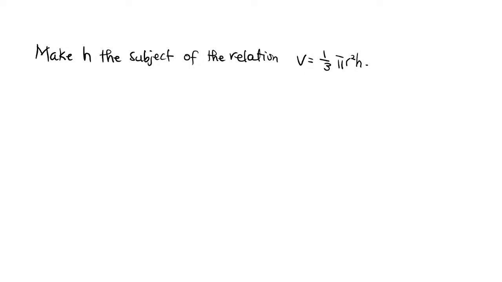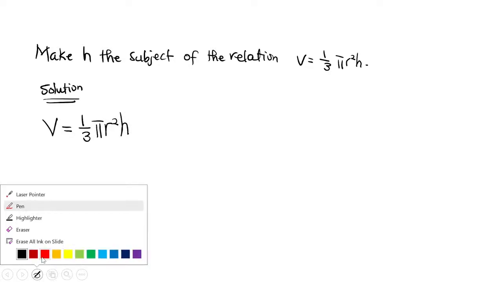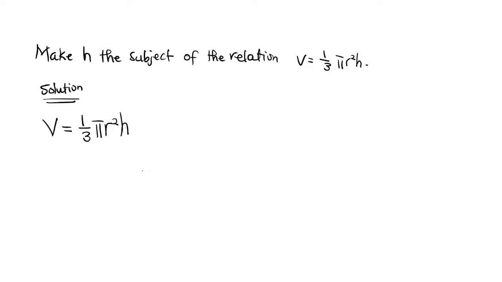All right, so let's quickly have a look at the solution to this particular problem. Let me write down the solution. Our expression given to us is V is equal to 1/3 pi r square H. And now what we want is to make H the subject. We want H to come in place of the V.